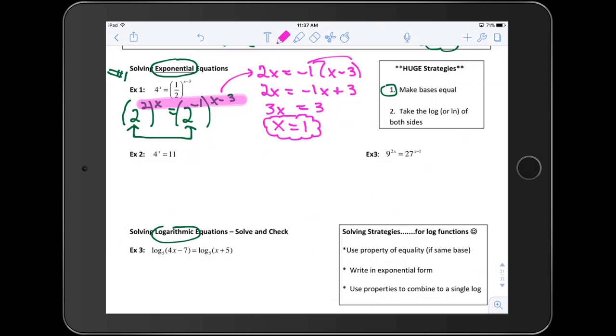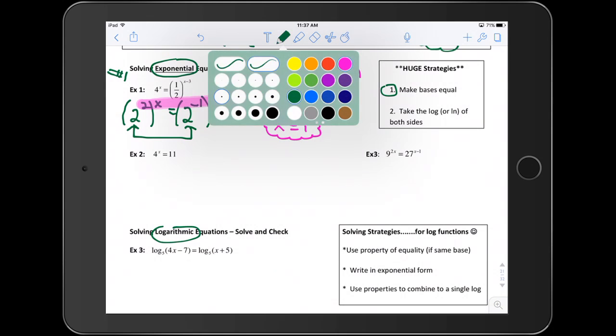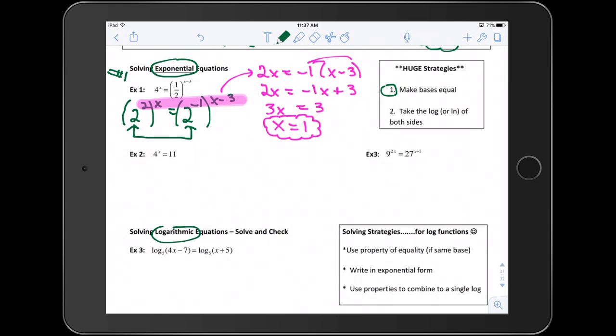The second strategy right here, well, let's just explain why you can't use the first strategy in this one. If you look at this one right here, I'm going to use strategy number 2, but it's because I can't change 11 to have a base of 4. So 4 to what power would give me 11? Nothing. And I could maybe break 4 down to 2 squared raised to the x, but I couldn't change this one to 2 to any power. It just doesn't work. So because of that, I'm going to show you a different strategy.